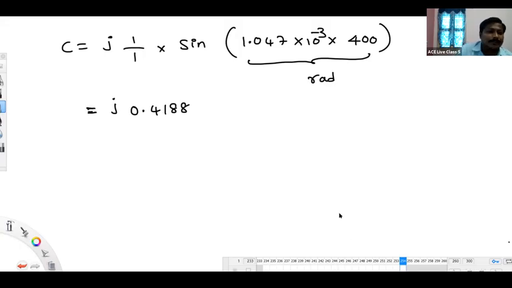0.4067 or 0.4188? Check once. 0.4065 or 0.4066? 0.406 per unit. That's the parameter C. Next thing.